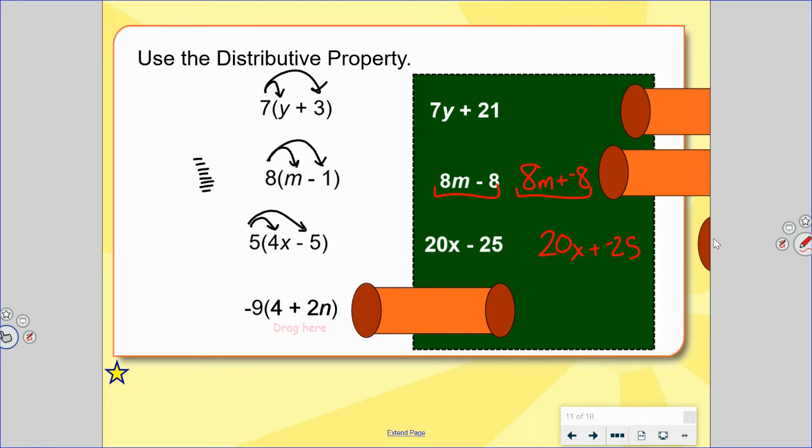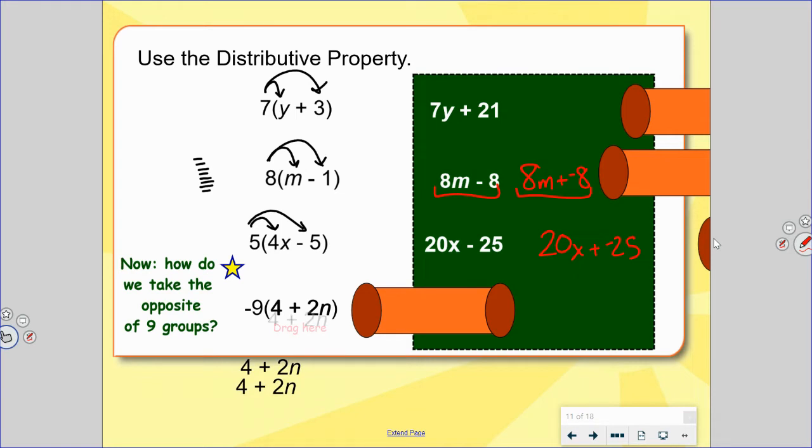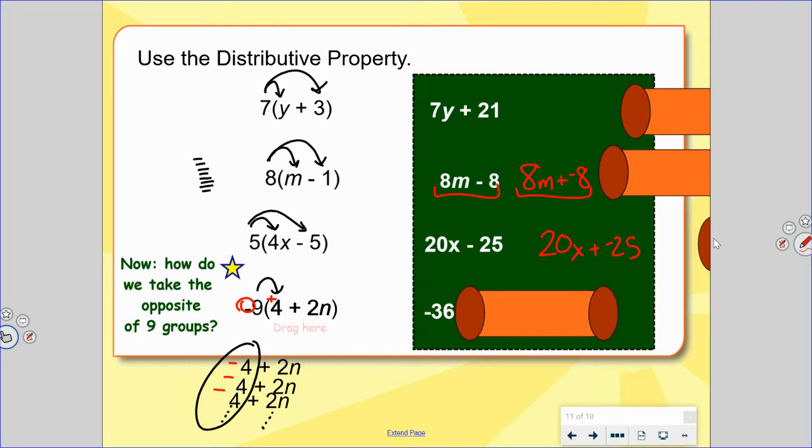Now, what about this guy? How do you take the opposite of 9 groups? I want you to think about this. Let me drag a few. I'm going to run out of space, so let me just put a dot here. Now, you might be tempted to say that 9 groups of 4 is 36. However, we do have that opposite. The opposite of all those positive 4s turn to negative 4s. Therefore, 9 groups of 4 is 36, but the opposite of all those positives will be negative 36.